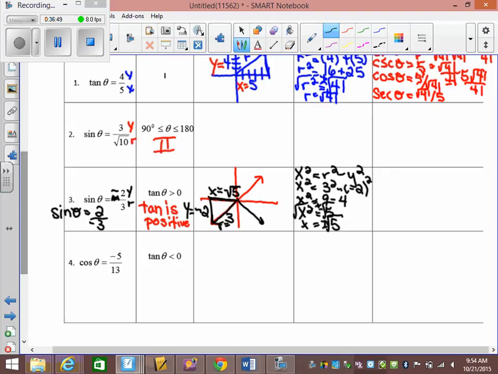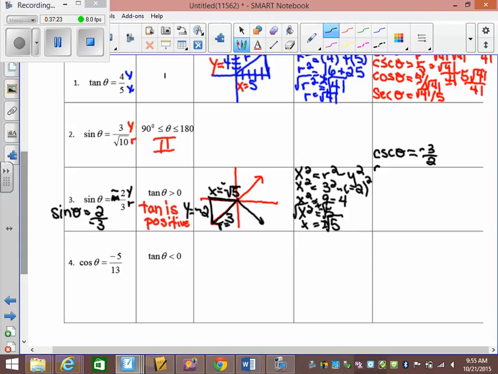Now we can do our trig ratios. Sine's already done, so I can do cosecant. You can take up the box on top. It doesn't matter because we're not going to go back to it. So cosecant is, sorry, cosecant is the opposite of sine. So it's the reciprocal of sine. So instead of 2 over -3, it's going to be -3 over 2.